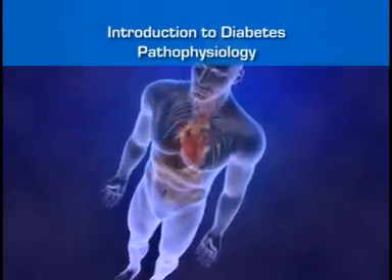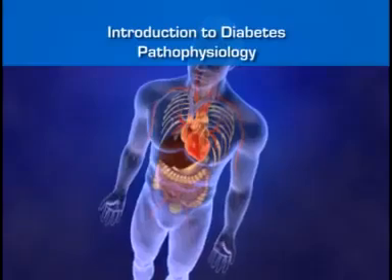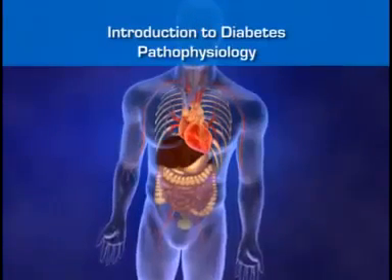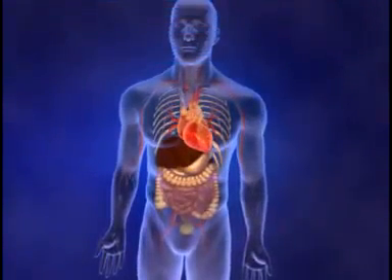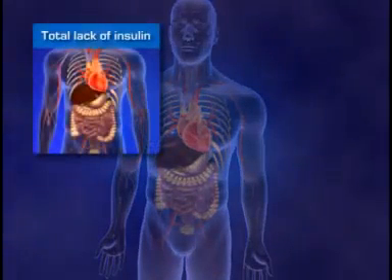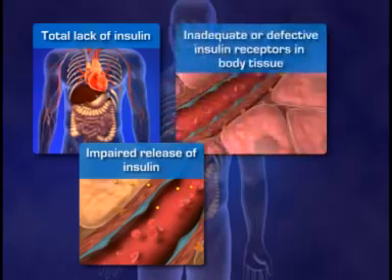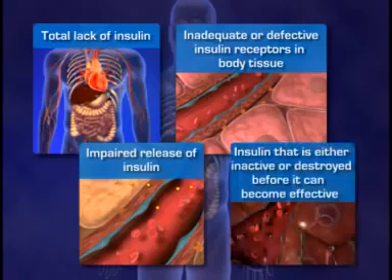Diabetes mellitus is a disorder characterized by an imbalance between insulin production, insulin need, and the body's ability to use the available insulin. This imbalance can result from a total lack of insulin, from impaired release of insulin by the beta cells of the pancreas, from inadequate or defective insulin receptors in body tissues, or from the production of insulin that is either ineffective or destroyed before it can become effective.